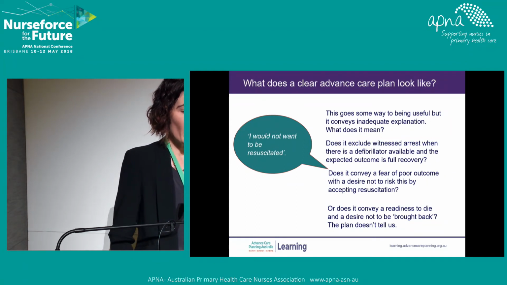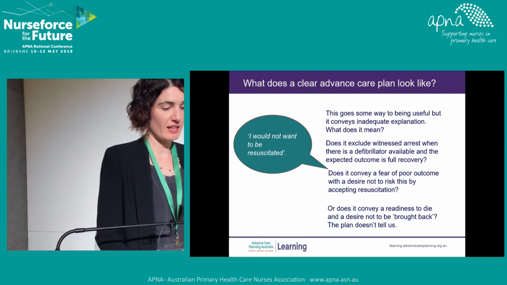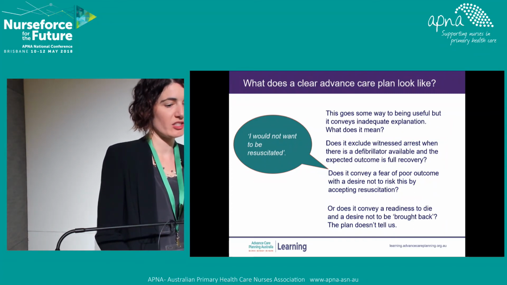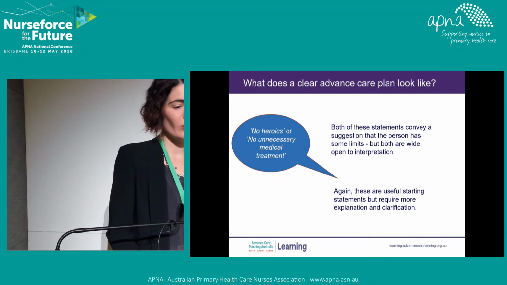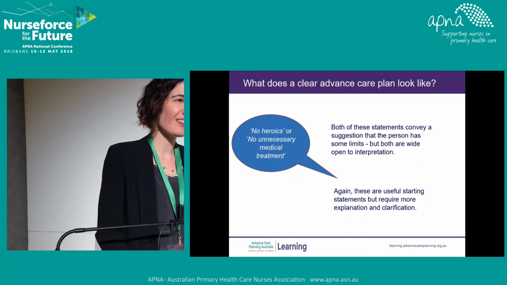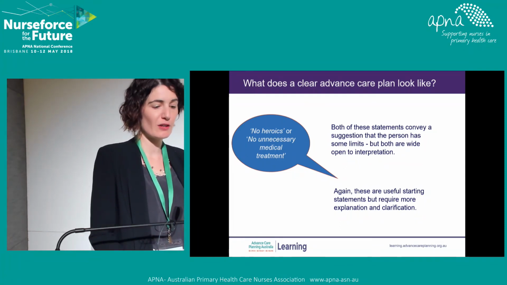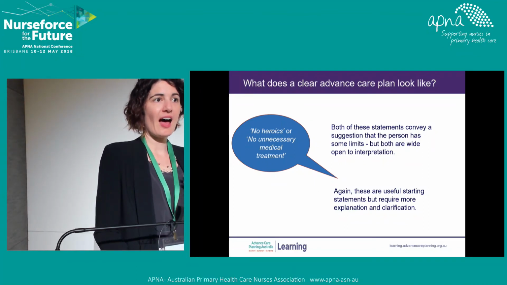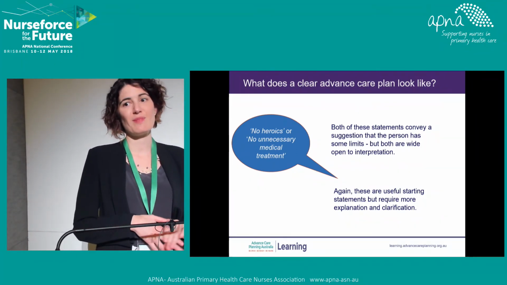So it's really important when we're doing advanced care planning with patients that we actually really tease out what they mean by each statement. The "no heroics" or "no unnecessary medical treatment", again, they're incredibly broad statements, and it's difficult to understand what people would want. As health professionals, how would you interpret "no heroics" or "no unnecessary medical treatment"?